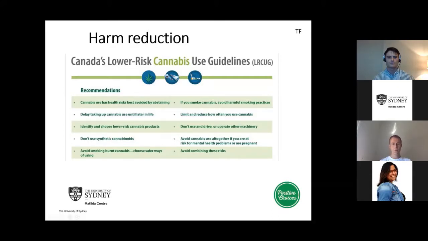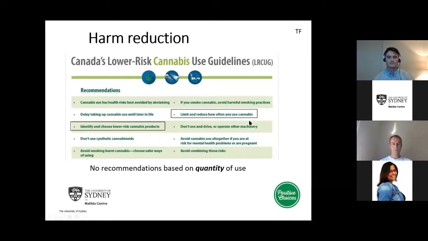Overall, these evidence-based guidelines are very helpful, and they are a really good starting place for reducing the harms of cannabis. However, they do have some limitations at present. For example, they don't have any recommendations based on quantity of use. You can see the two recommendations that are related to specific products and type of use. They just speak about the type of products you use and how often you use them, but they don't say how much you should use and how you can avoid harm that way.